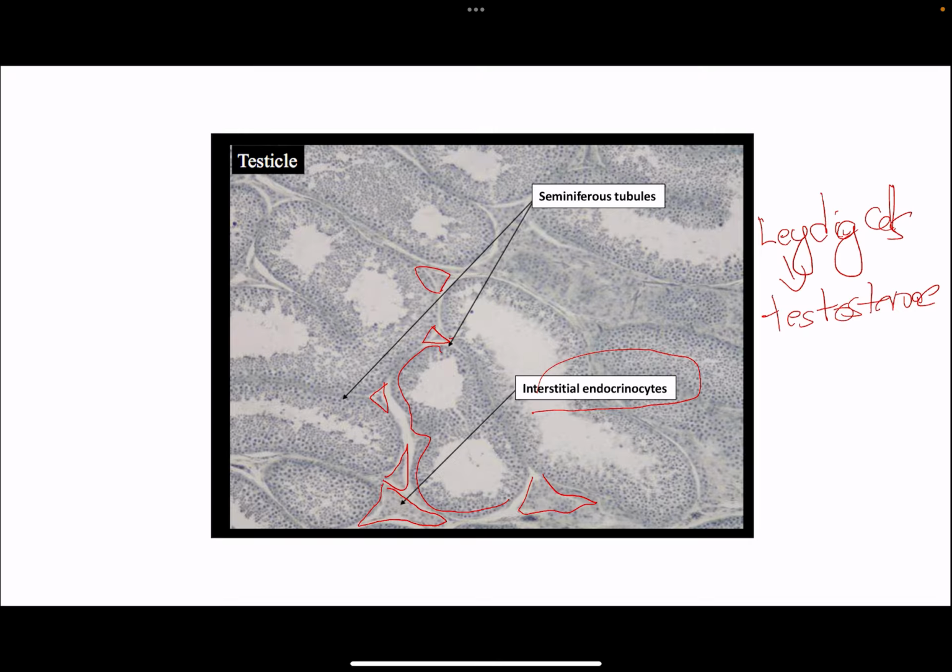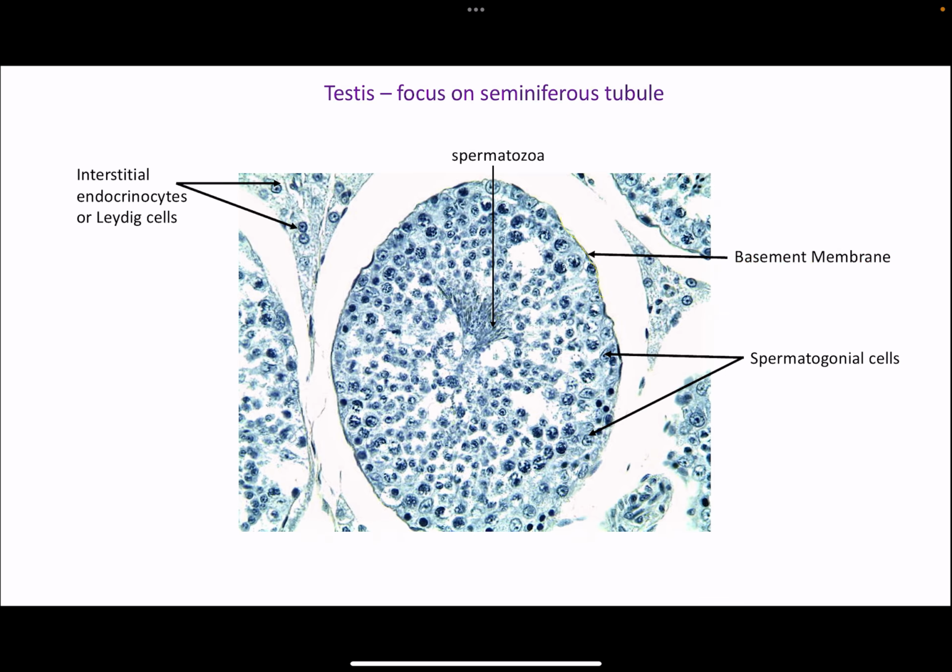Sertoli cells support and nourish developing cells. So during the lab, make sure you identify the seminiferous tubule. The lumen is this one, the space inside the seminiferous tubule. Also identify Sertoli cells and Leydig cells. Enlarging that to 400 magnification, this is one seminiferous tubule.